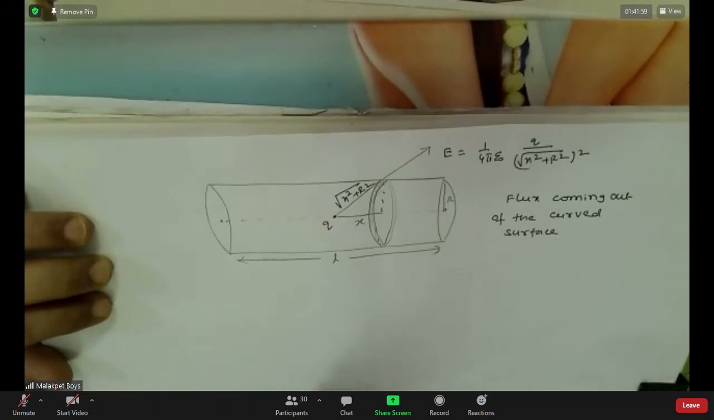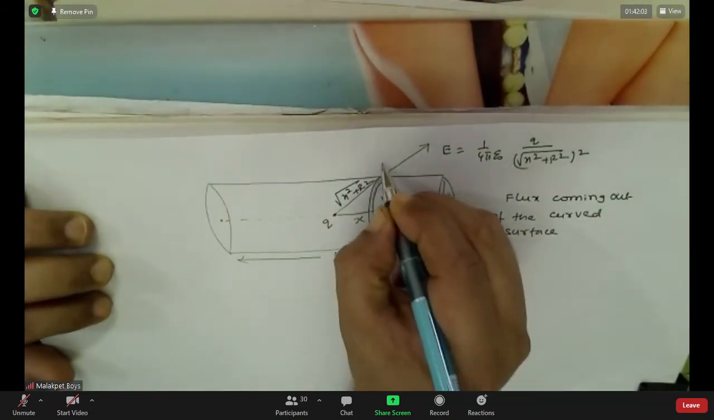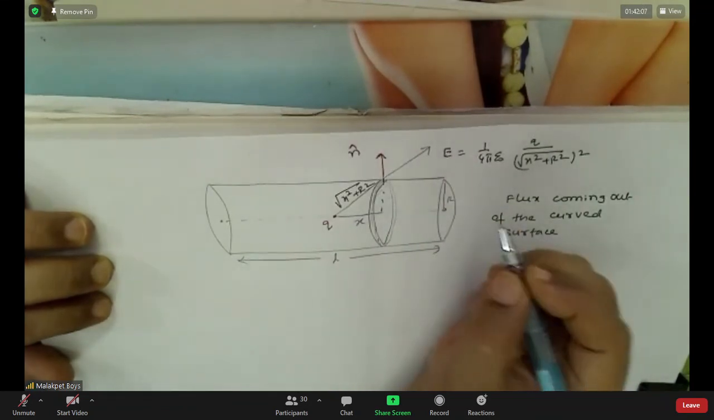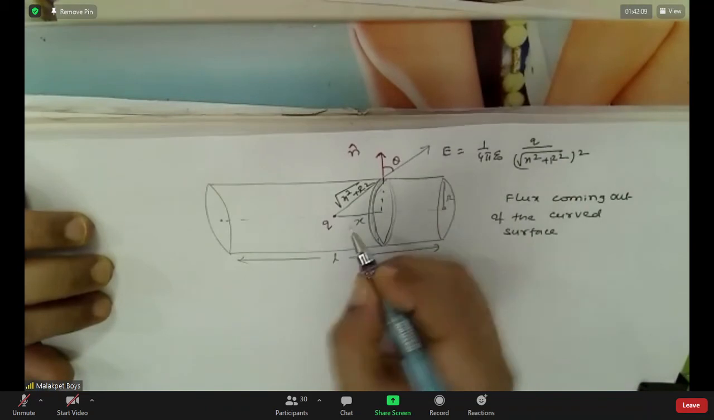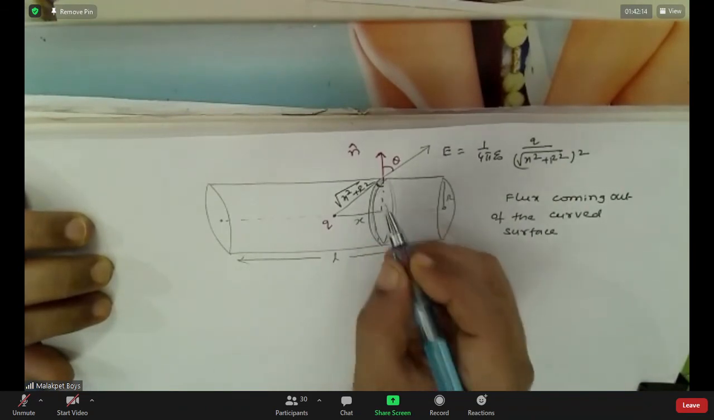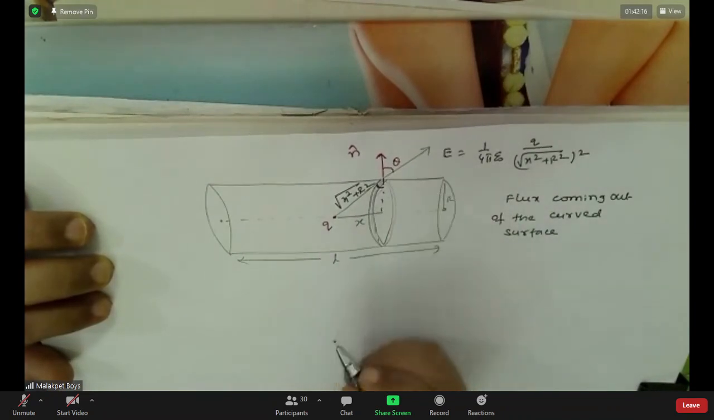Great. Now, can you tell what is the direction of the normal to this curved surface? It will be outward, or not? Yes, sir. So, this is theta, no? Till here, any doubt is there?